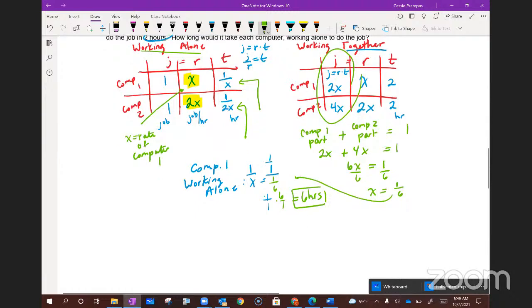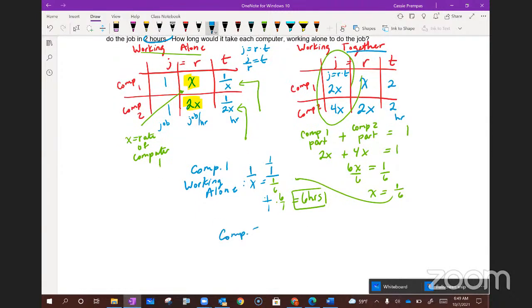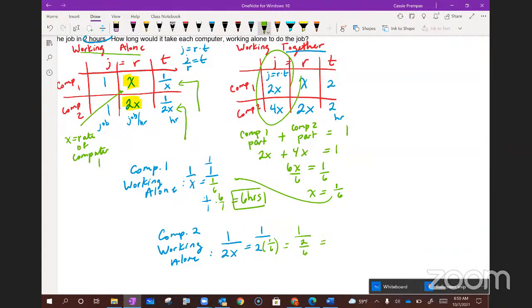Okay, computer 2. Computer 2 working alone is going to be 1/2 times x. So that's 1/2 times 1/6, aka 1/2 divided by 6, aka 1/1/3, aka multiply by the reciprocal, 3 hours. So computer 2 is twice as fast. It should take them half the time. So 3 hours, and computer 1 would take 6 hours.